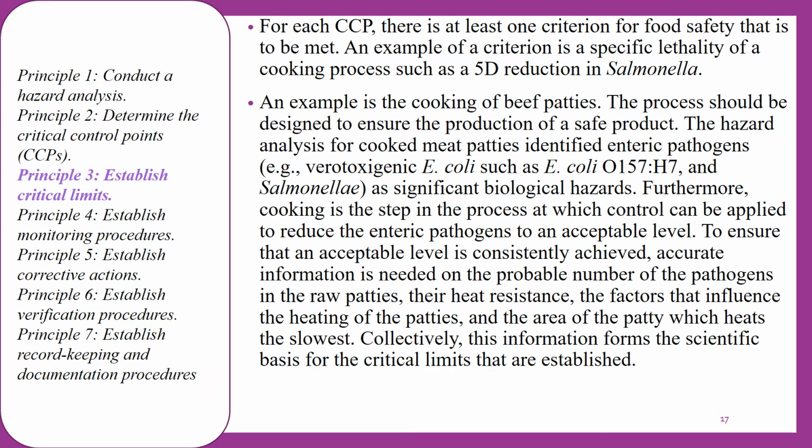The hazard analysis for cooked meat patties identified enteric pathogens such as verotoxigenic E. coli, which is E. coli 0157:H7, and Salmonella, as significant biological hazards. Furthermore, cooking is the step in the process at which control can be applied to reduce the enteric pathogens to an acceptable level. To ensure that an acceptable level is consistently achieved, accurate information is needed on the probable number of the pathogens in the raw patties, their heat resistance, the factors that influence the heating of the patties, and the area of the patty which heats the slowest. Collectively, this information forms the scientific basis for the critical limits that are established.